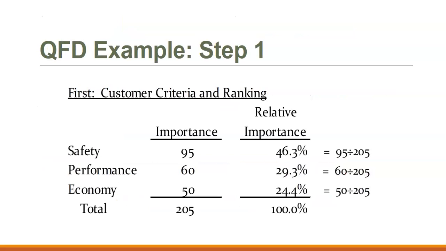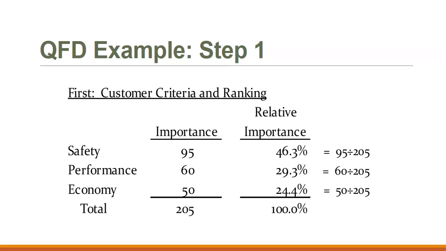So in this example, we have ratings of safety, performance, and economy. In this example, our customers were asked to use a scale of 1 to 100 to rate the importance of each of these options for a saw purchase. So they're going to purchase a saw, and safety has a 95 importance, performance 60, and economy 50. So we add up those rankings and get the percentage of their relative importance.